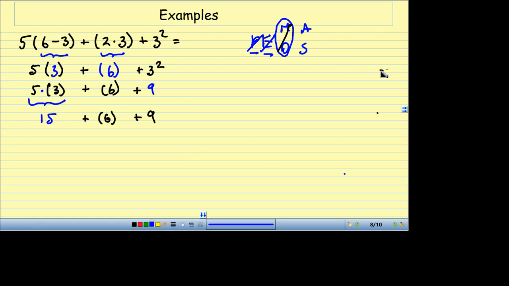And now I'm on last step, addition or subtraction. First one I see from left to right is right here. 15 plus 6, 21. Plus 9. 21 plus 9. That's 30. I've cleansed the demon. So your answer is 30.